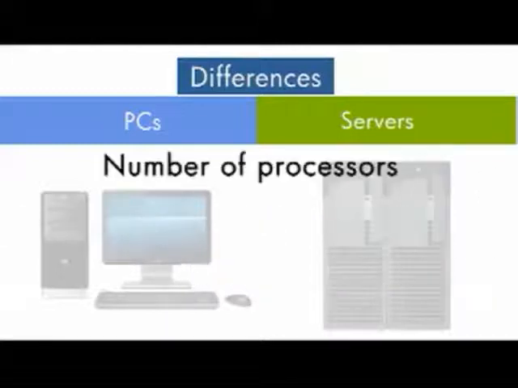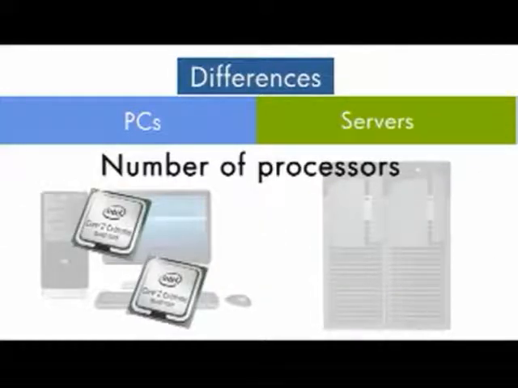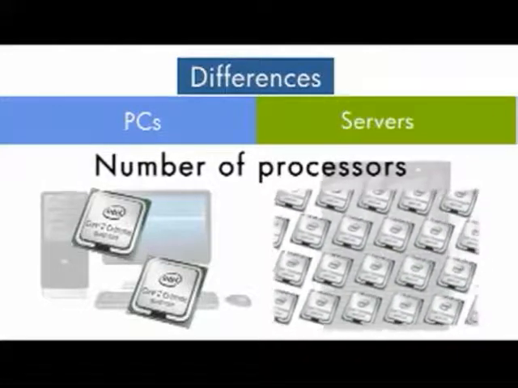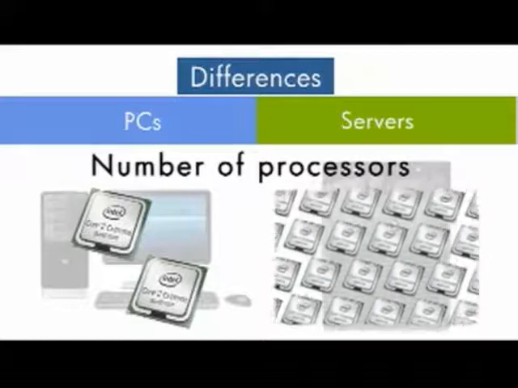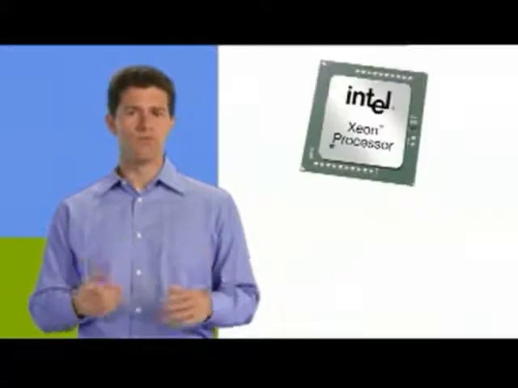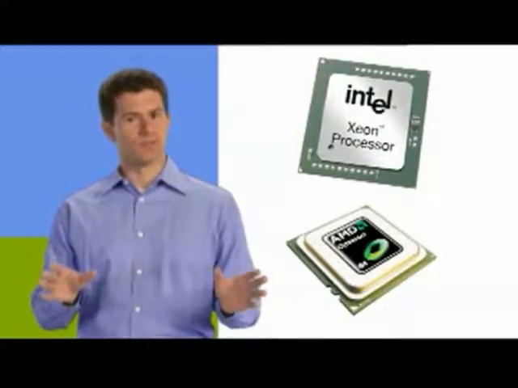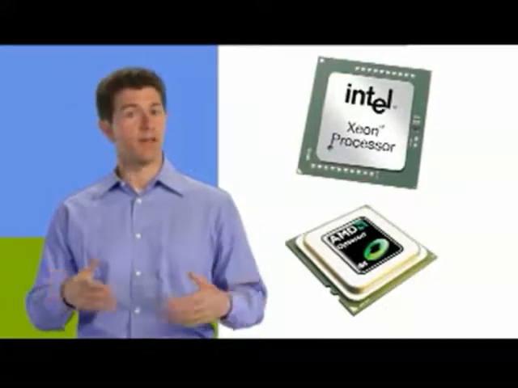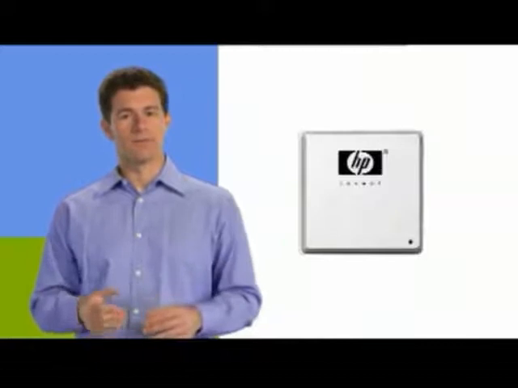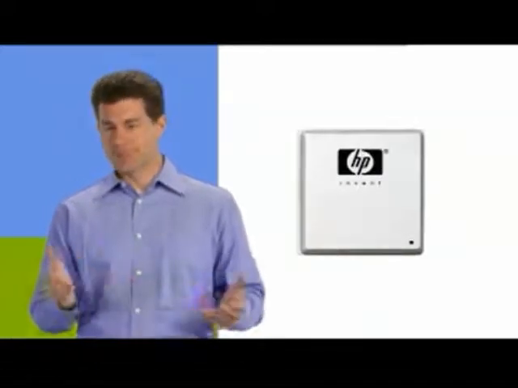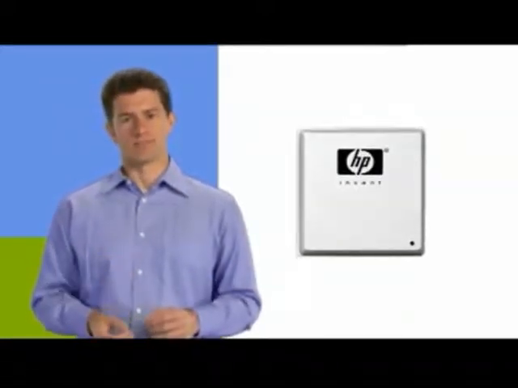Your own personal computer probably has one processor, maybe two. On the other hand, servers can have up to 128 processors, and that's as of today. In the future, I'm sure they'll have even more. In addition, the processor in your personal computer probably comes from one of the two big chip manufacturers, Intel or AMD. Servers also use processors from these companies, but from several other manufacturers as well. In fact, some companies, such as HP, design their own processors that are used exclusively in their own servers.